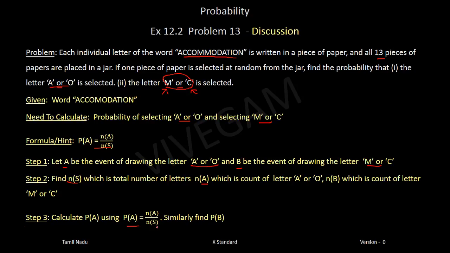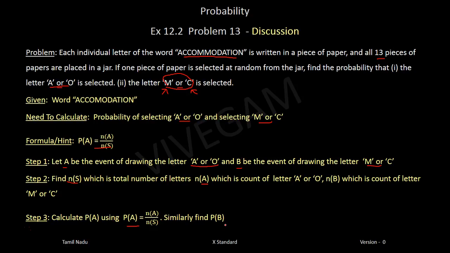P of A is N of A divided by N of S. Similarly, P of B will be N of B divided by N of S. Right? It's a simpler method, but it becomes a little tricky when you have events which are not mutually exclusive. You have to be a little careful.